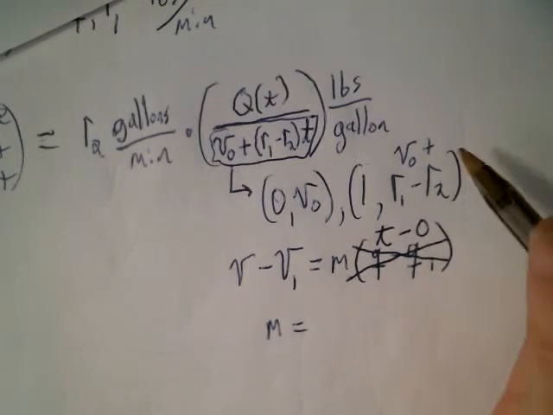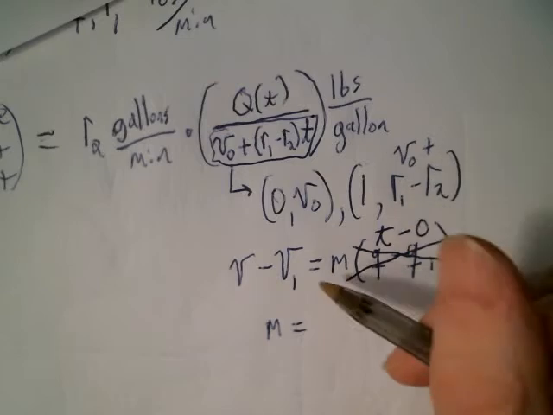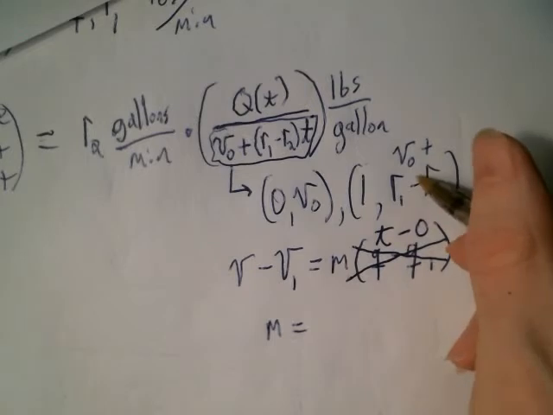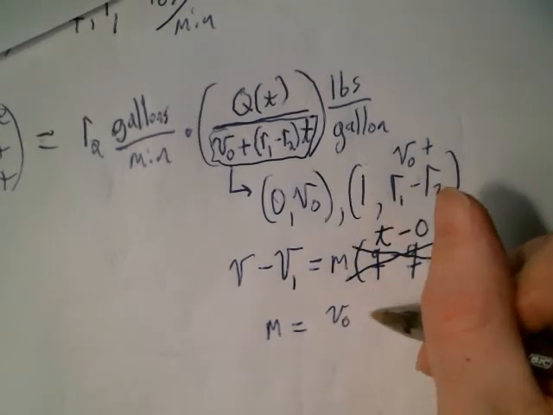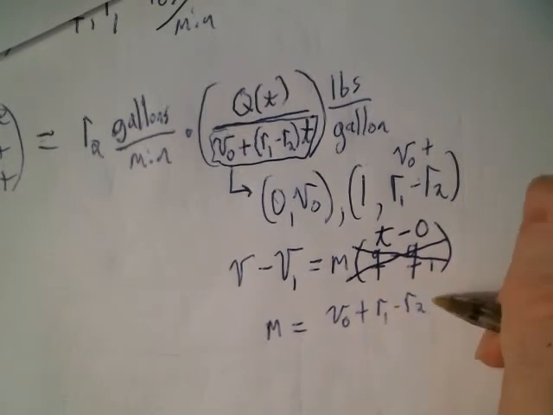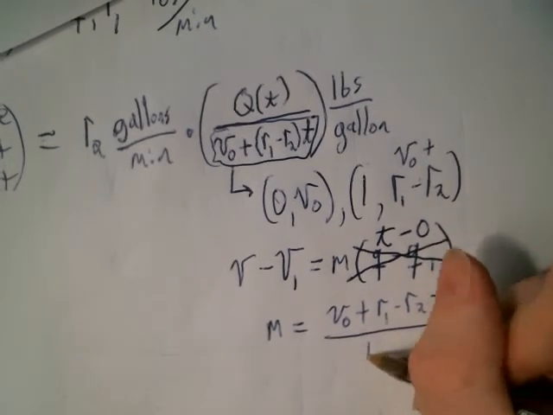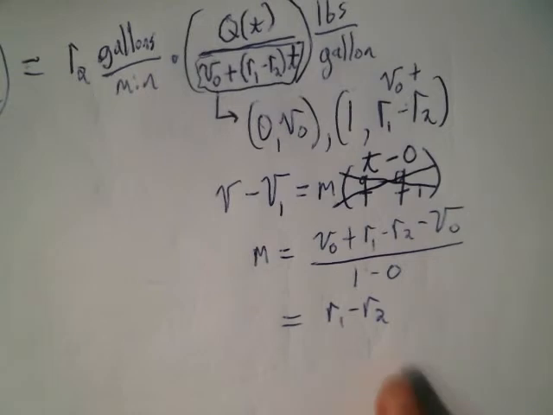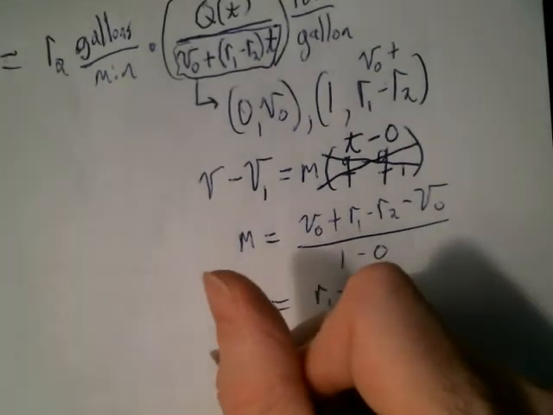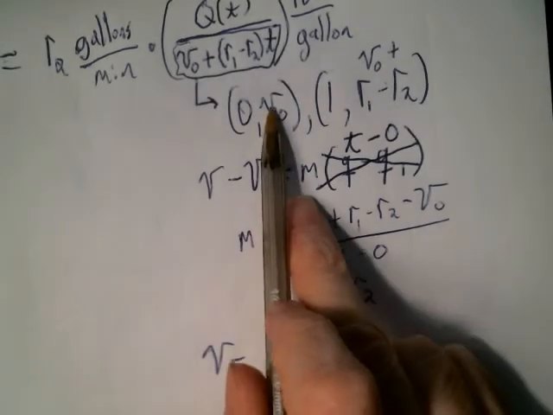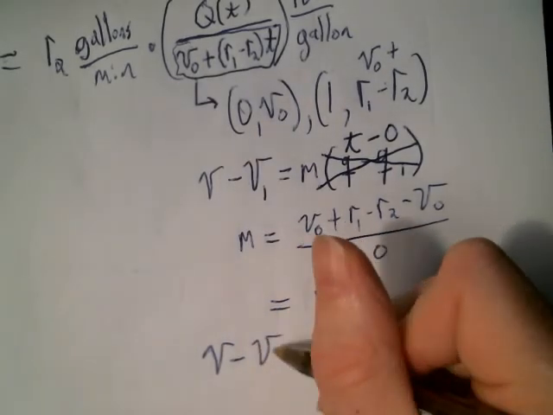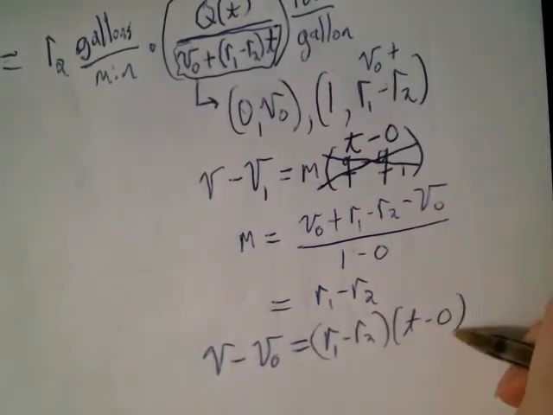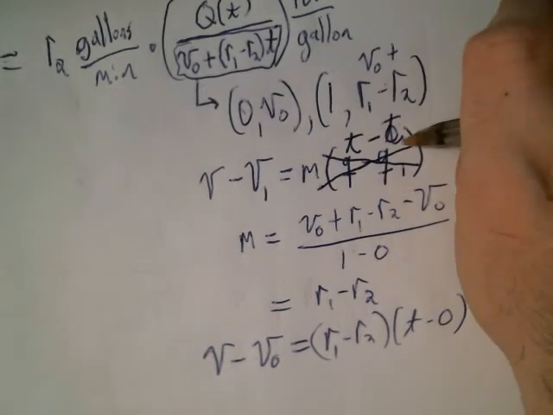So anyways, I have V minus whatever point V I want. I need the slope regardless. So the slope will be this minus this. It would be V sub 0 plus R1 minus R2 minus V sub 0 all over 1 minus 0. So the slope is just going to be R1 minus R2, which is what I said. And then to figure out the equation, I'm going to plug this point into the formula. So V minus V sub 0 equals the slope, R1 minus R2, times t minus 0, or t minus t sub 1 up here.